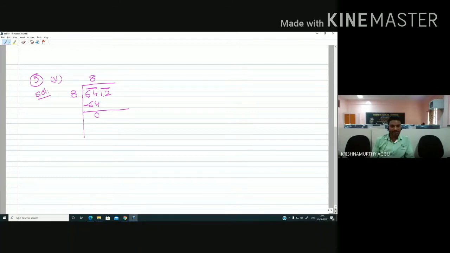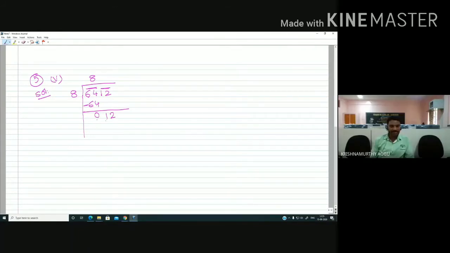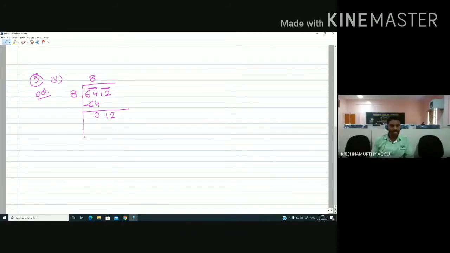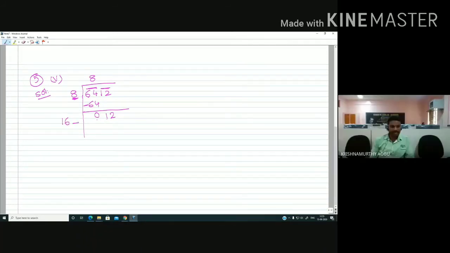After that, take down the next bar number. The next bar number is what? 12. Below the next bar, that is 12. 0, 1, 2 is nothing but 12. So we have here 12. Next, 8 double is 16. After 16 you keep a blank.